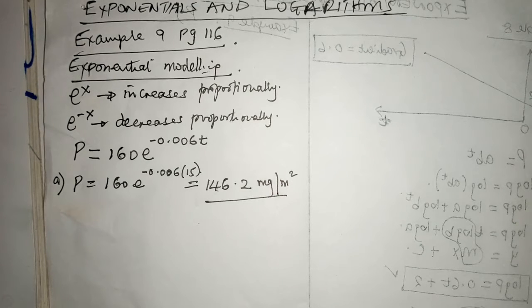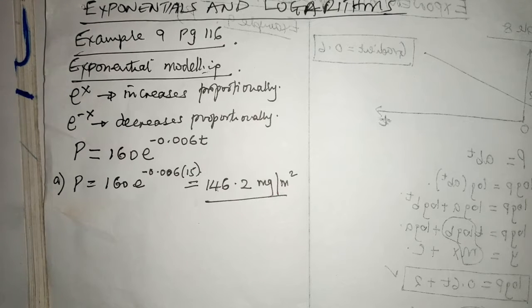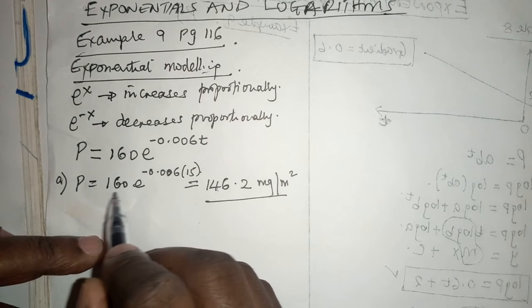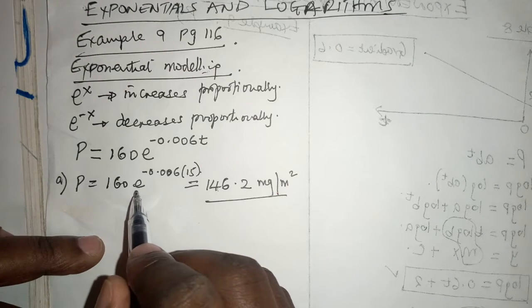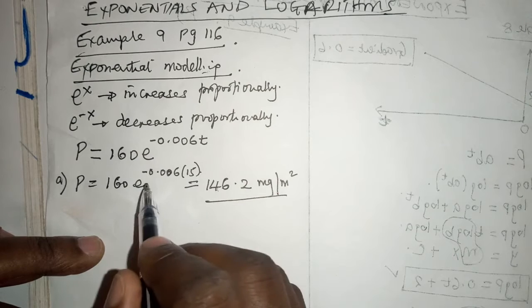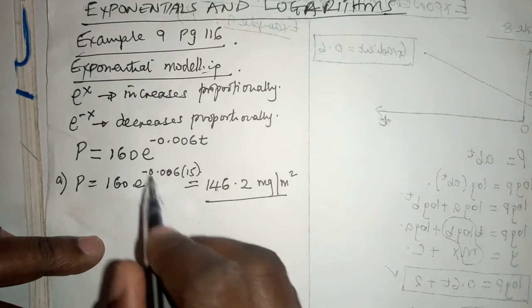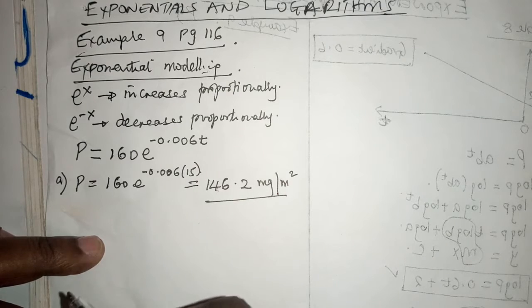Part B of the question: interpret the meaning of the value 160 in this model. You would be able to see the meaning of 160, which is multiplied by e raised to power anything, if for us to be left with 160, we have to ensure that the rest of the part is 1.